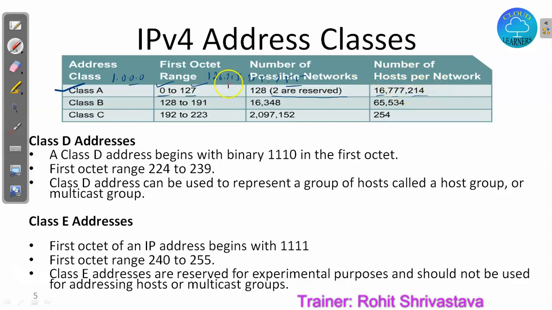Now for class B, the range is 128 to 191. For class C, it is 192 to 223. This is the important thing one should know, so do remember these points. For class D, the range is from 224 to 239, and this class is basically used for multicast groups. Class E is reserved for experimental purposes and goes from 240 to 255. We generally don't use class D and class E.